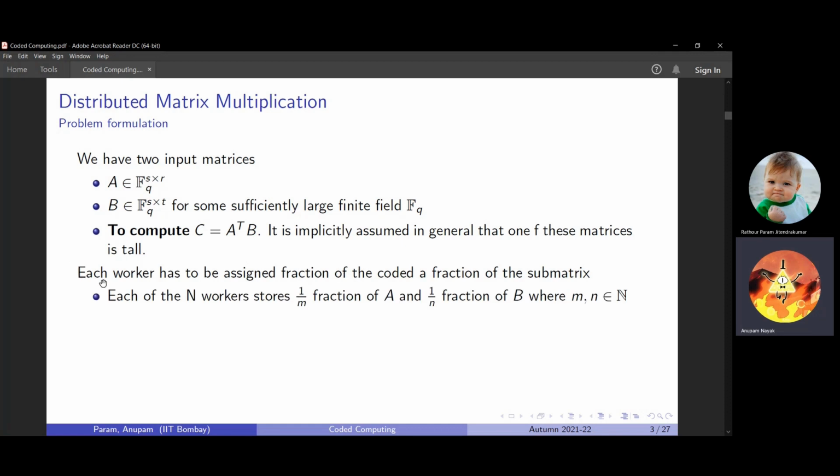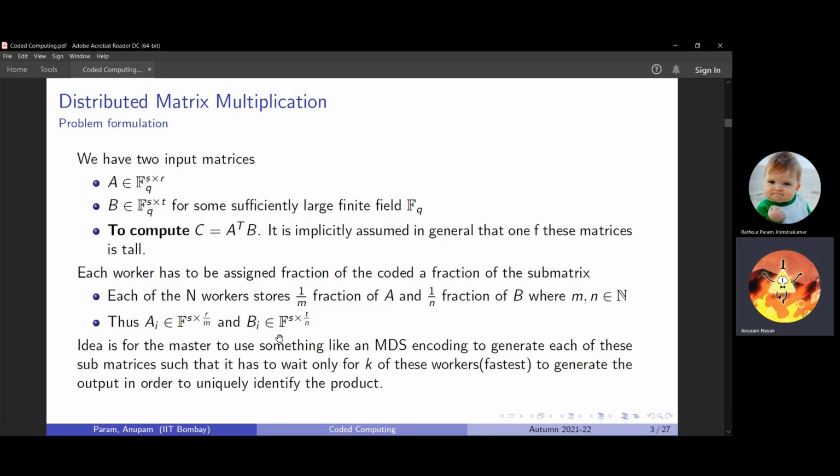Our objective is to distribute the task among these n workers in such a way that if there are stragglers among the n workers and just k of them give us the output, we are still able to recover the product correctly. We assume that each of the n workers stores 1 by m fraction of A and 1 by n fraction of B. So this will effectively be the dimensions of A_i and B_i.